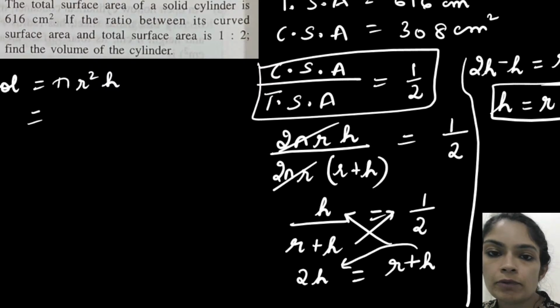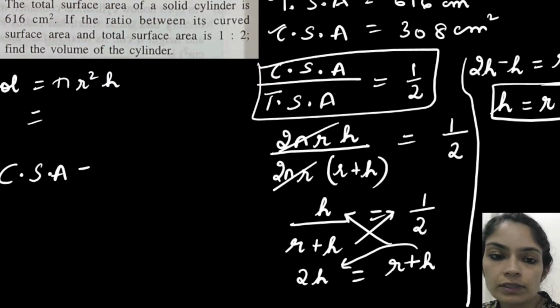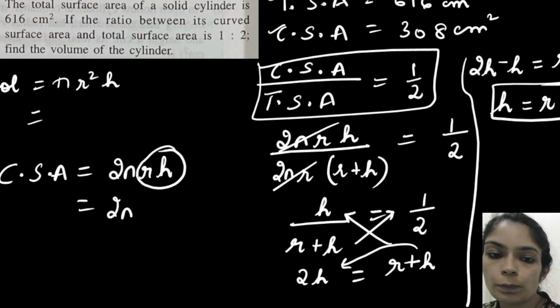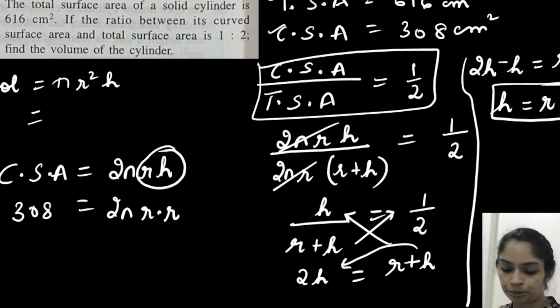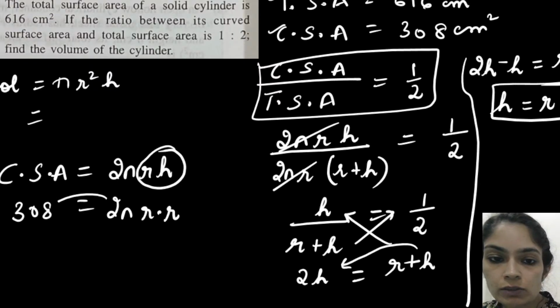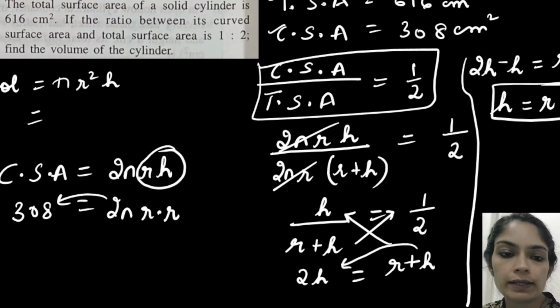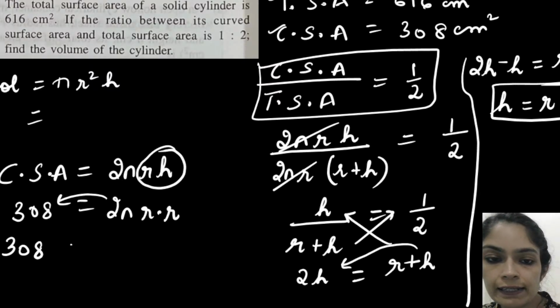Anything you want, you can make use of total surface area or curved surface area. I am just using curved surface area. Curved surface area's formula is 2 pi rh. See, r and h are equal to each other, so I can write 2 pi r into r. Here curved surface area's value is 308. Now I can substitute pi's value, so 308 is equal to 2 into 22 by 7 into r square, because r into r is r square.